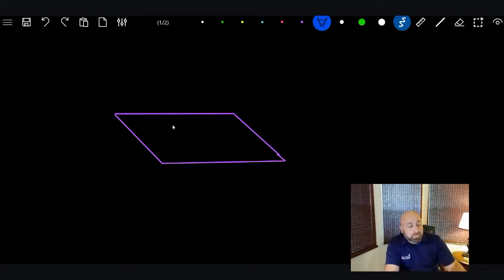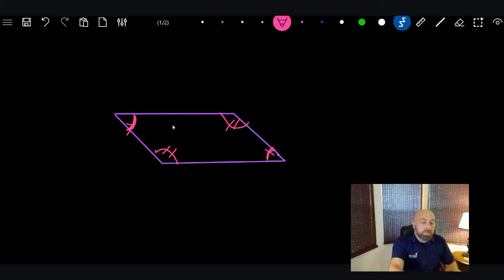Now, if you look here, we don't have right angles anymore. That's not a right angle. But look at this. This angle here equals this angle here, and this angle here equals this angle here. So, some interesting things about a parallelogram: the opposite angles are going to be equal.